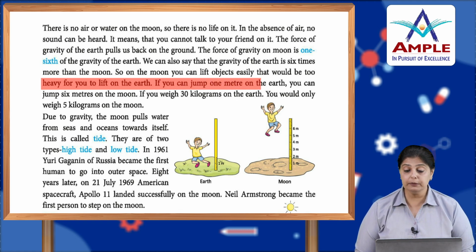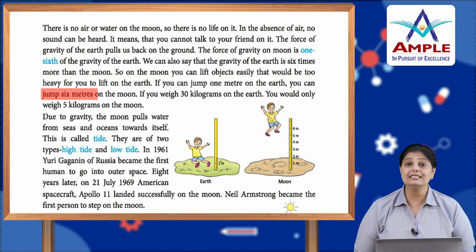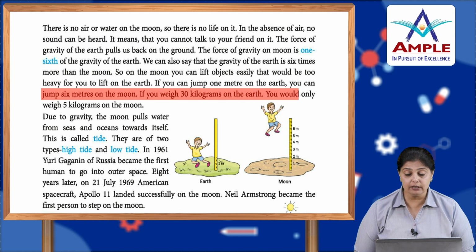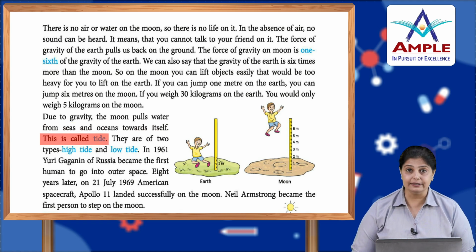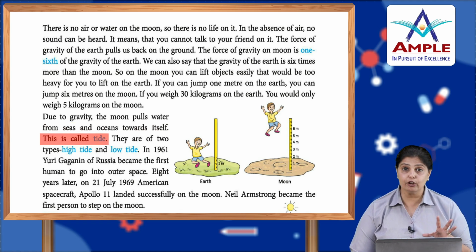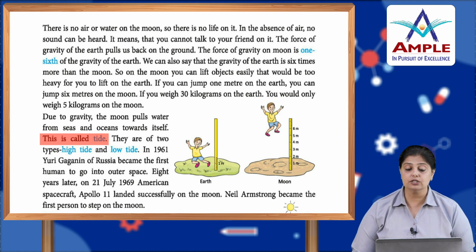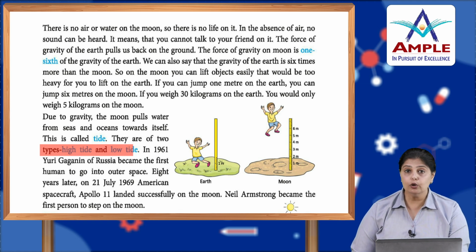If you can jump 1 meter on the earth, you can jump 6 meters on the moon. If you weigh 30 kilograms on the earth, you would only weigh 5 kilograms on the moon. Due to gravity, the moon pulls water from seas and oceans towards itself. This is called tide. Now, there are 2 types of tides. One is the high tide and one is the low tide.